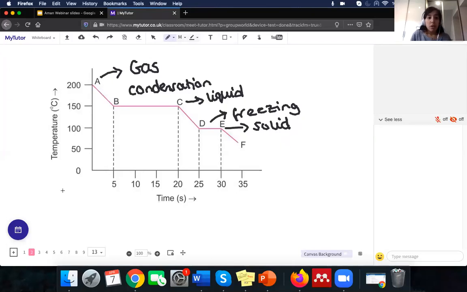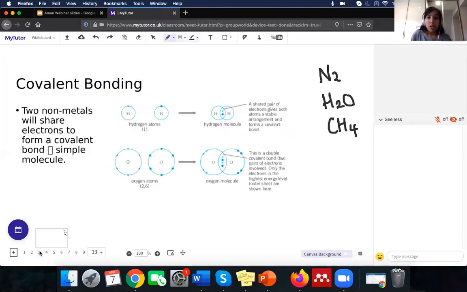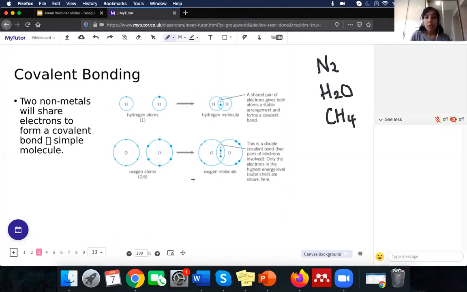So now let's start with today's topic then, that's covalent bonding. On the screen, I've got some diagrams of hydrogen and oxygen. Before we go into the specifics of covalent bonding, let's think about what it actually is. And the first thing is it's bonding that occurs between two non-metals.